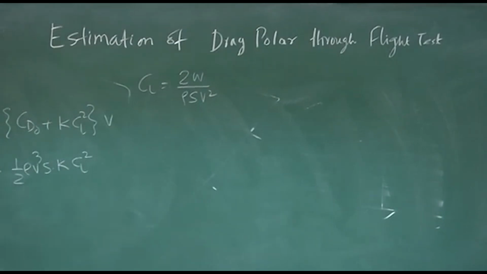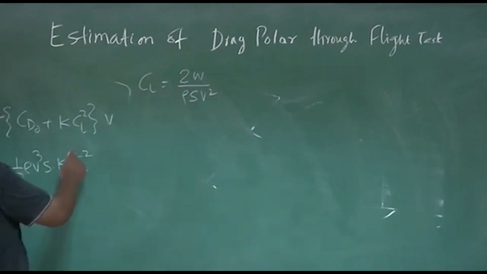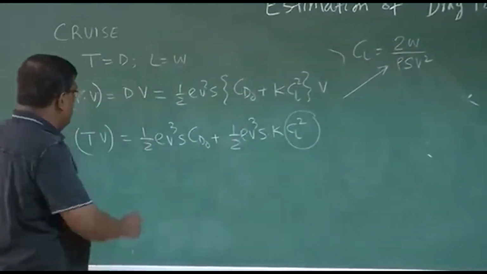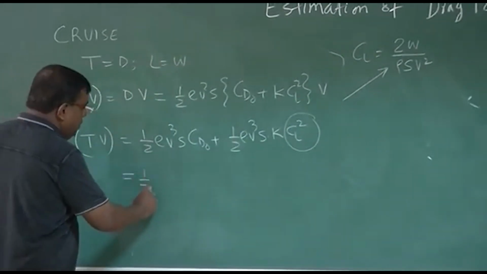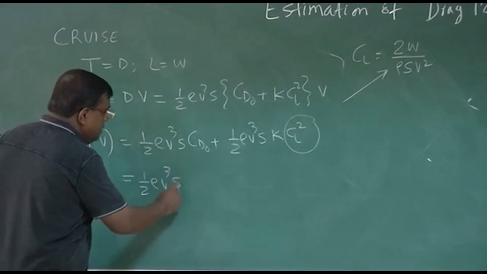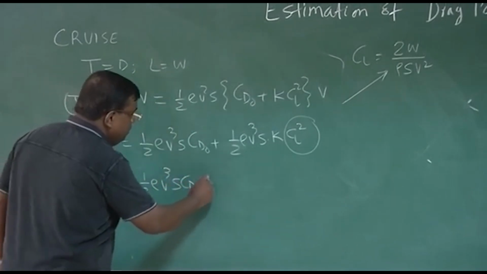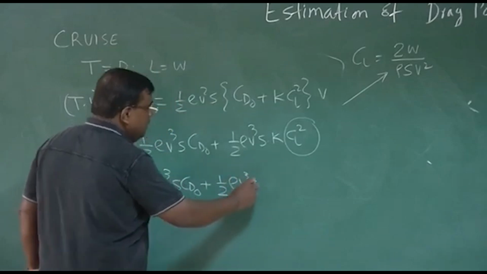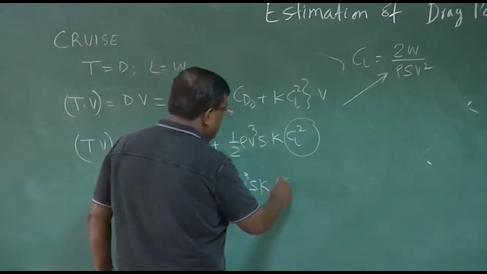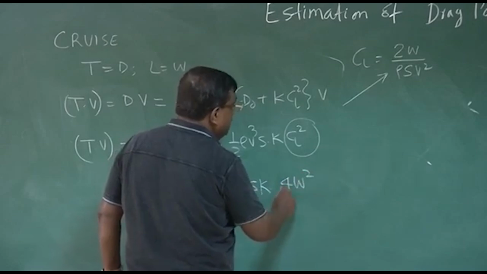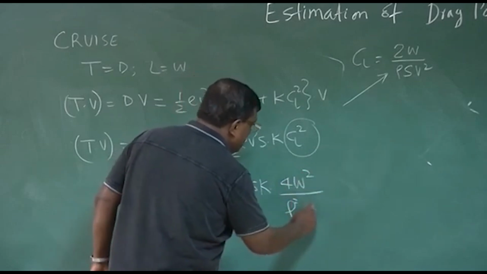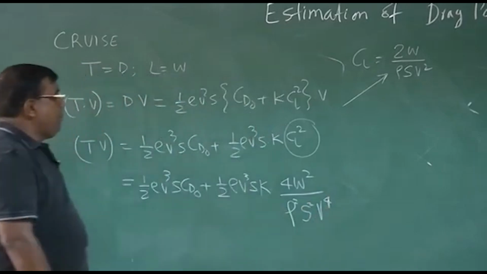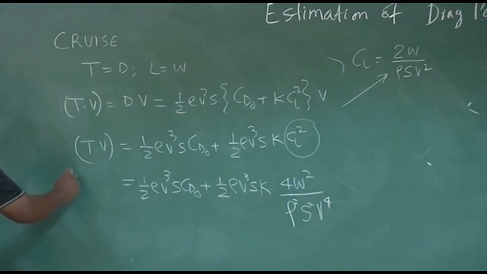Right? So what I do, I replace CL square by using this CL. So I now have the expression: half rho V cube S CD naught plus half rho V cube S K into 4 W square by rho square S square V to the power 4. No objection? Everything is fine?